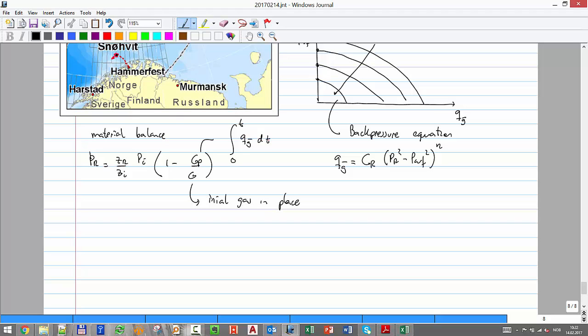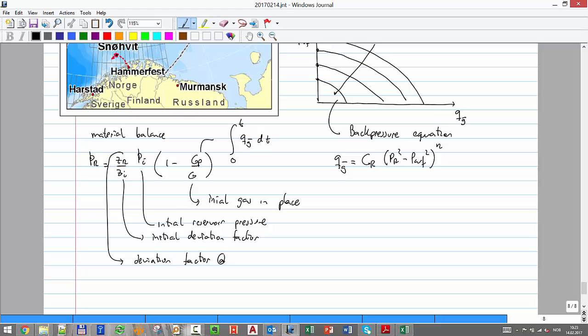And PI is the initial reservoir pressure. Then I have the initial deviation factor, ZI, and ZR is the current deviation factor at the current PR, the reservoir pressure.